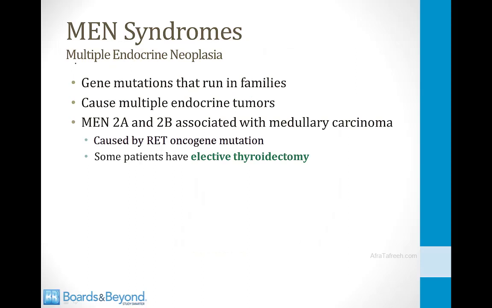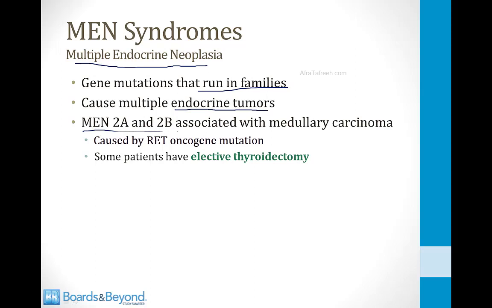MEN syndromes are multiple endocrine neoplasia syndromes, and we'll talk about these in more detail in a separate module. But for our purposes here, I just want to remind you that they are gene mutations that run in families that cause multiple endocrine tumors. And there are two MEN syndromes that are associated with medullary carcinoma. MEN2A and 2B are both associated with medullary thyroid cancer.